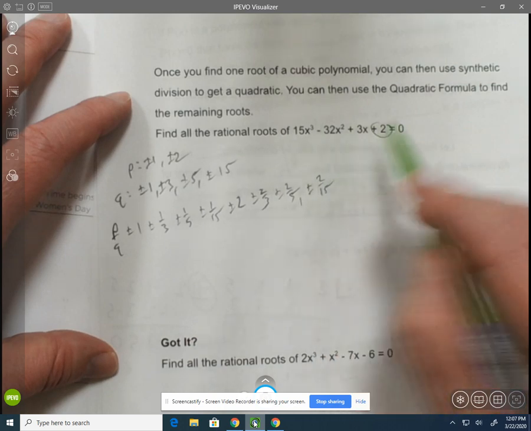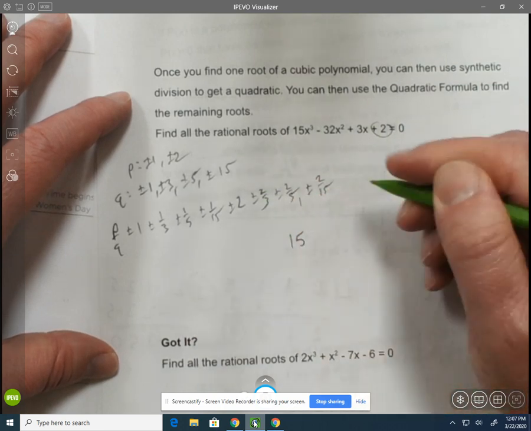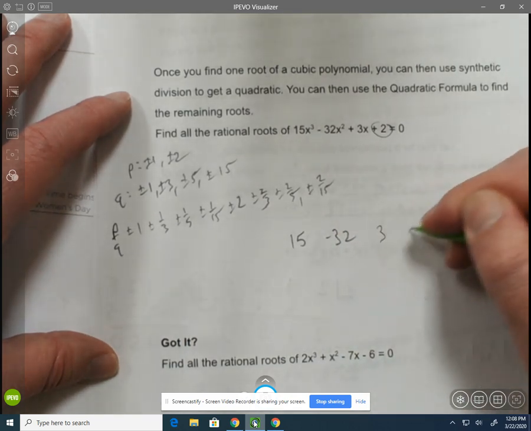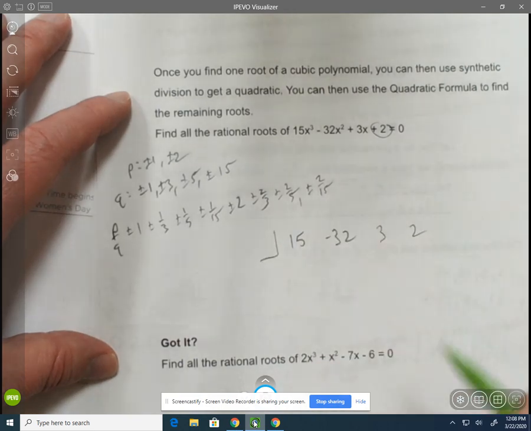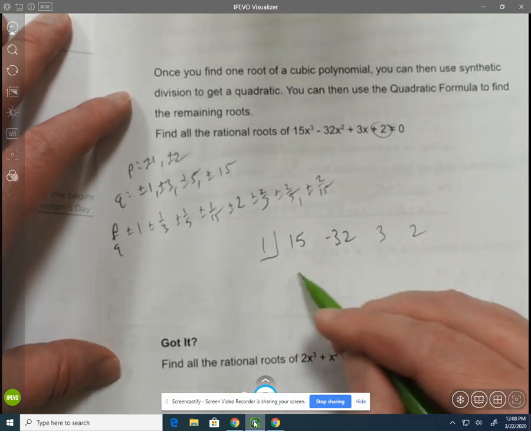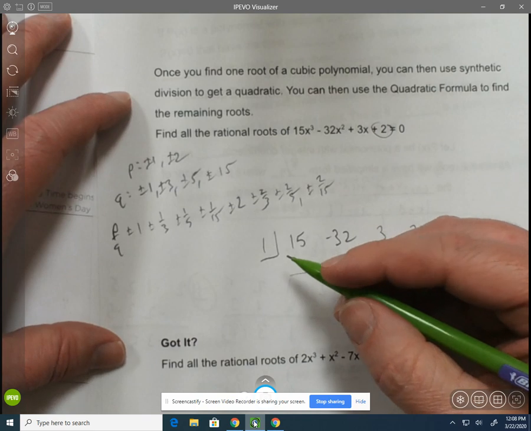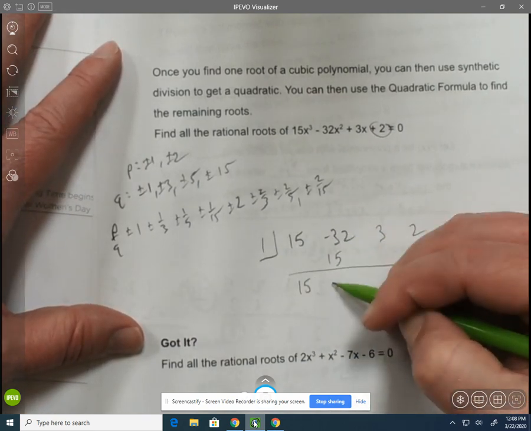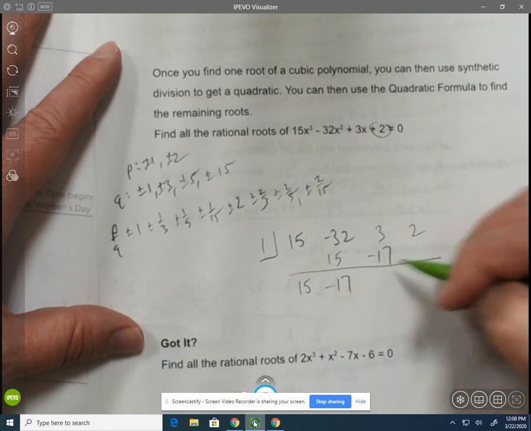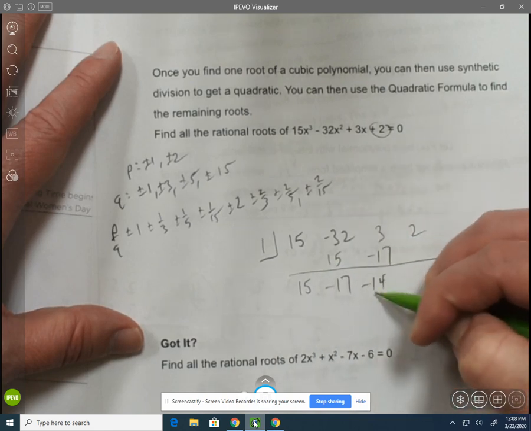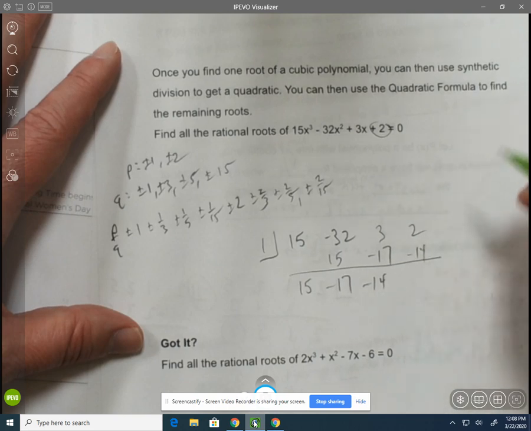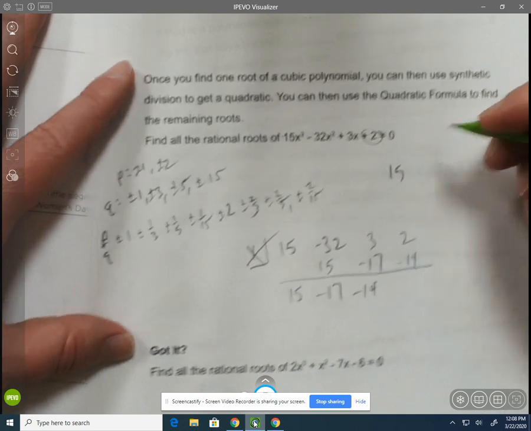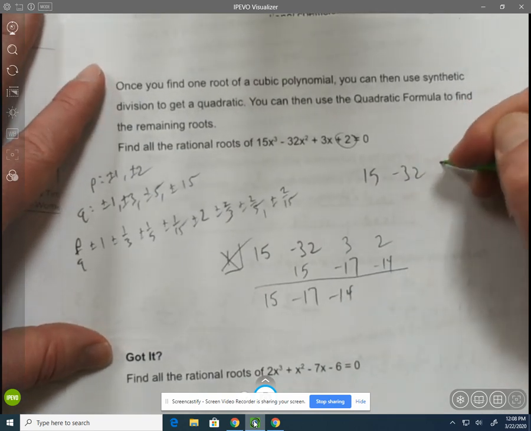15, 3, 2. They didn't skip any. I don't need to add in any zeros. So here we go. 15, -32, 3, and 2. Let's try the whole numbers first. So I'm going to try 1, see if that works. I'm going to avoid the fractions, save those for last. So 15, I add and then I multiply. I add and then I multiply. I add and then I multiply. Nope, 1 didn't work.